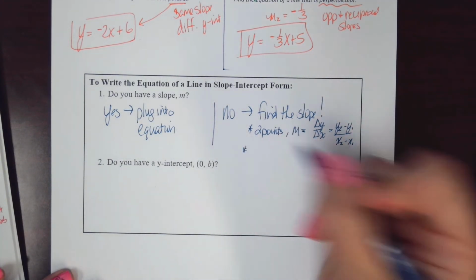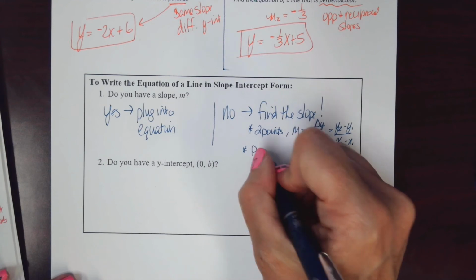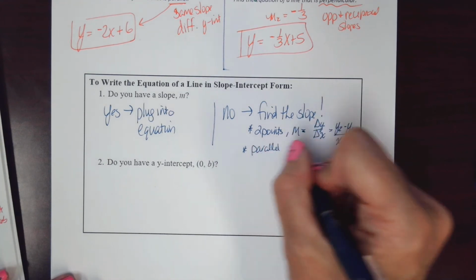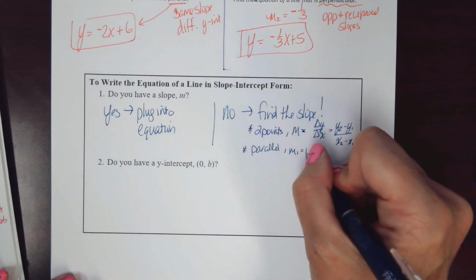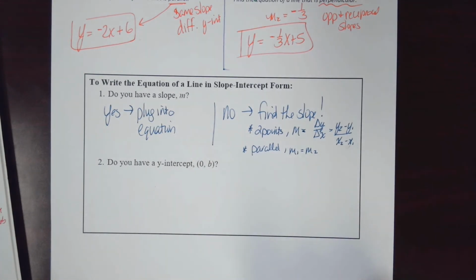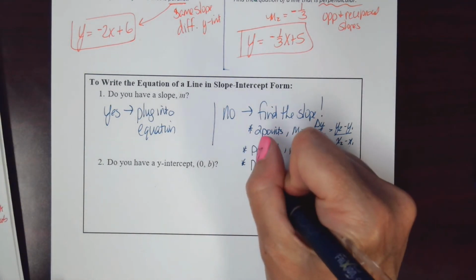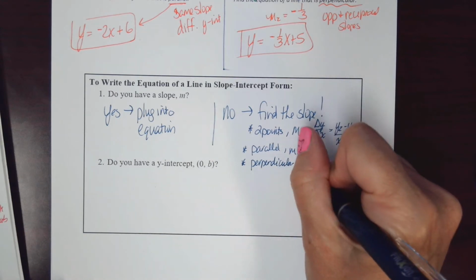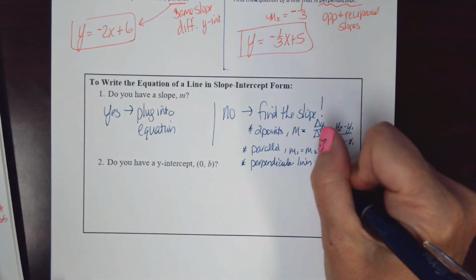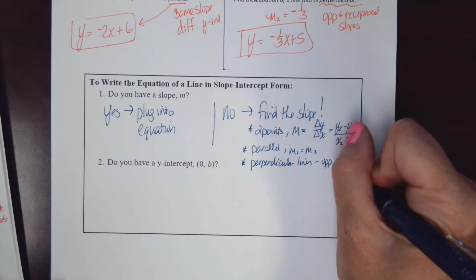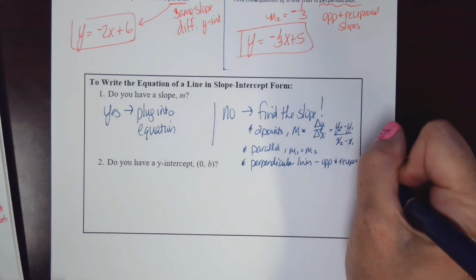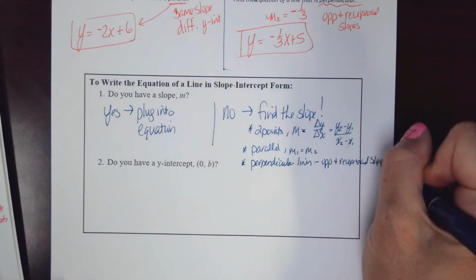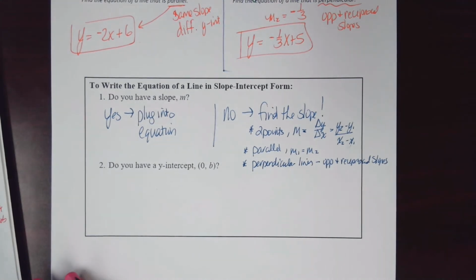If you don't know 2 points, but you know that it's parallel lines, then the slope of the first line is the same as the slope of the second. If you have perpendicular lines, the slopes are going to be opposite and reciprocal. Opposite and reciprocal slopes.